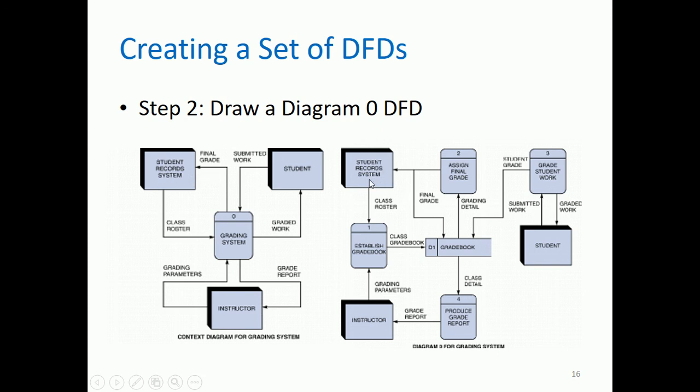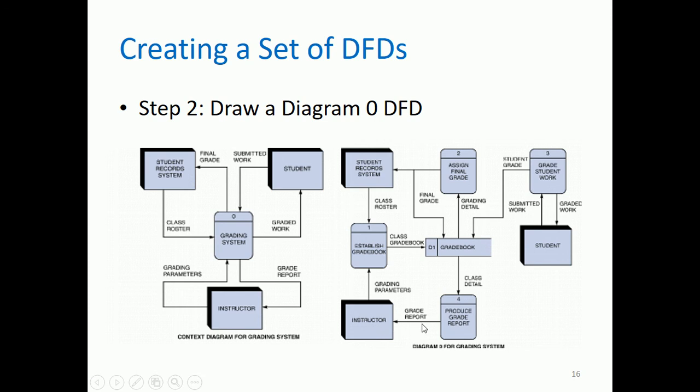You're going to identify, so from the student record system, it outputs the class roster. So you can see this is the class roster. And then the grading system needs the final grade as input. As you can see, this is the final grade as input to the student record system. And then for the instructor, as you can see in the diagram zero, we have an output, grading parameters, going to the process. These processes are included in the grading system, so it is also going to the grading system.